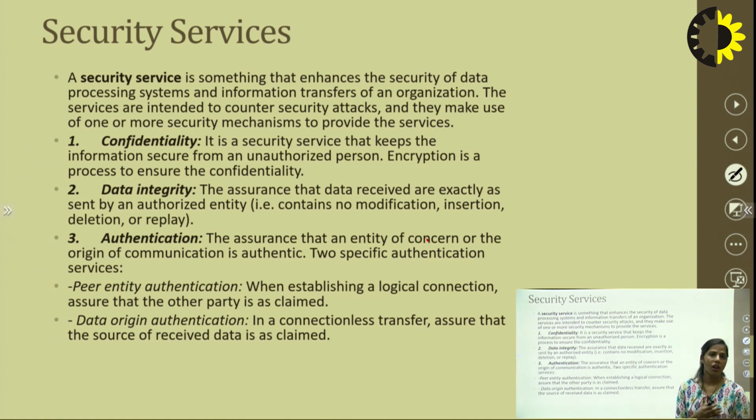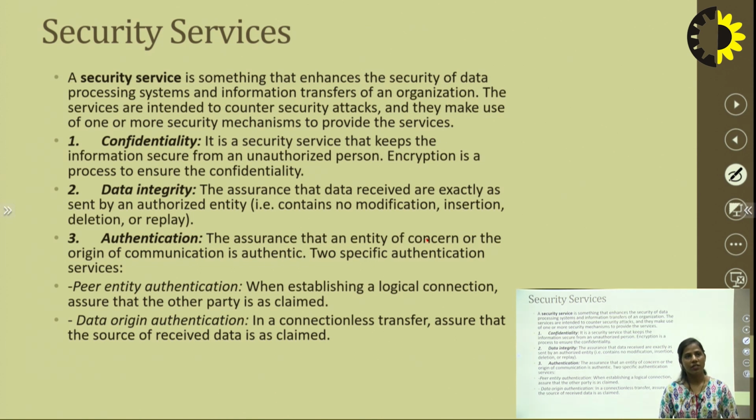From these we can avoid all the security attacks and malicious programs, whatever attacks we have studied. We can avoid them by using the various security services. These are terminologies that we have discussed before also, but various security services can be used to enhance the security of the data.